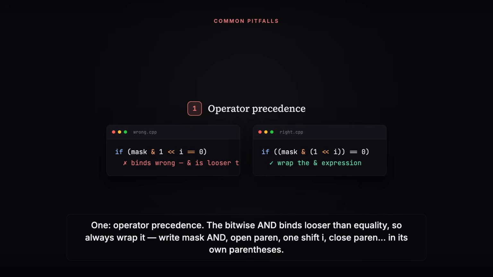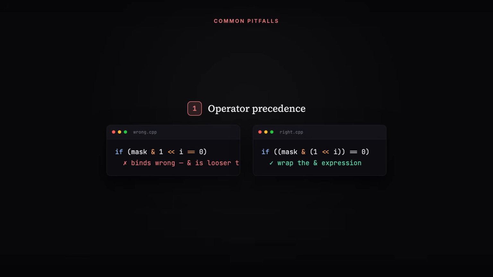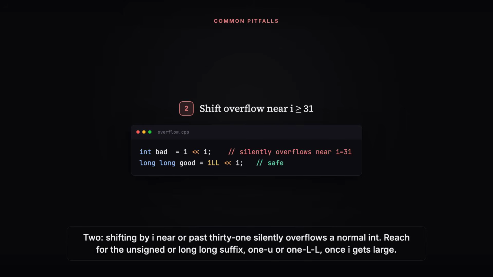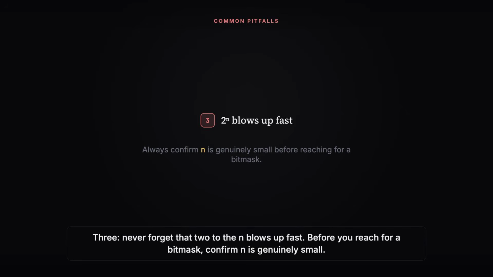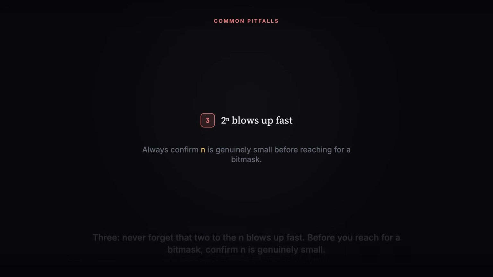1. Operator precedence. The bitwise and binds looser than equality, so always wrap it: write mask and, open paren, 1 shift I, close paren, in its own parentheses. 2. Shifting by I near or past 31 silently overflows a normal int. Reach for the unsigned or long suffix, 1u or 1ll, once I gets large. 3. Never forget that 2 to the n blows up fast. Before you reach for a bitmask, confirm n is genuinely small.